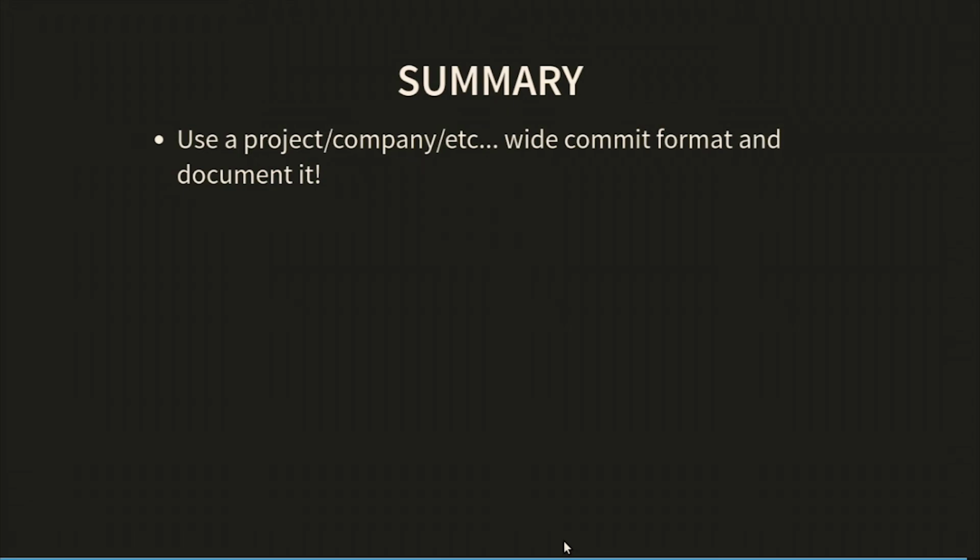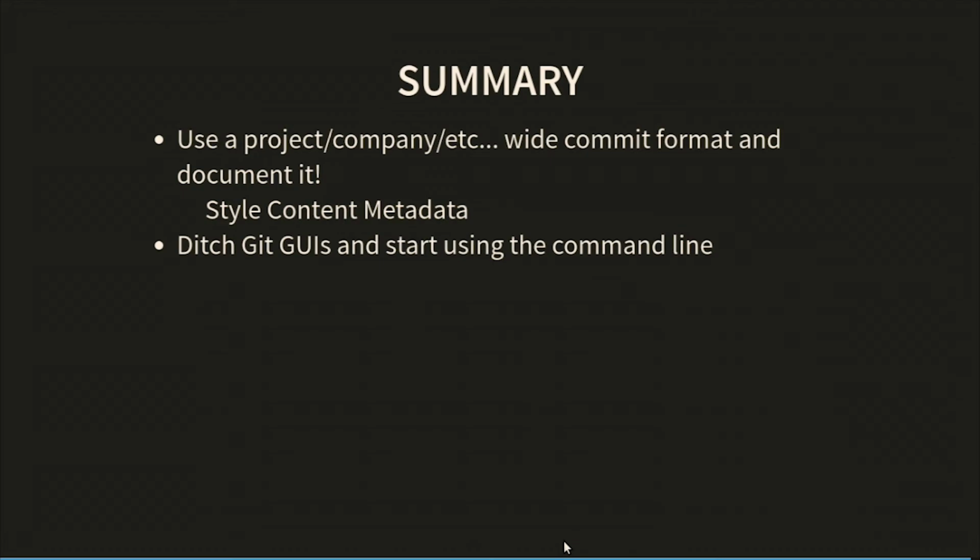All right, in summary. If you use some kind of message format, use it per project, per company, whatever. But document it. Document what the style of the commit should be, what it should include, what metadata it should include. So just have some kind of documentation stating how it should be done, so everybody is on the same page. Ditch GUIs and start using the command line, because git add interactive and git add patch are so powerful that most GUIs can't really visualize that. So use the command line.